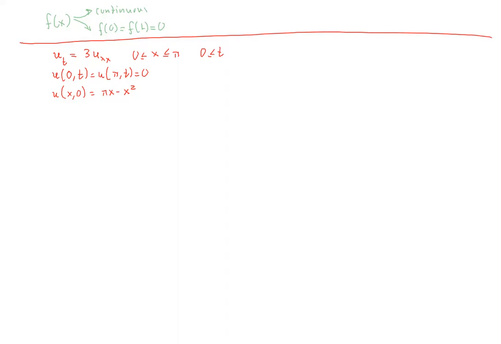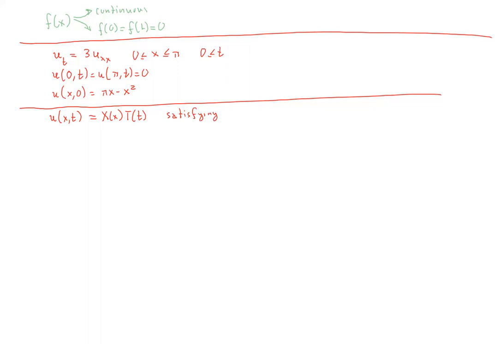Okay, so let's solve this problem fully. Now, what did we say? We're looking for functions of the form u of x comma t that consist of a quantity in x and a quantity in t, satisfying the first two conditions of the problem, meaning the equation itself and the insulation condition.